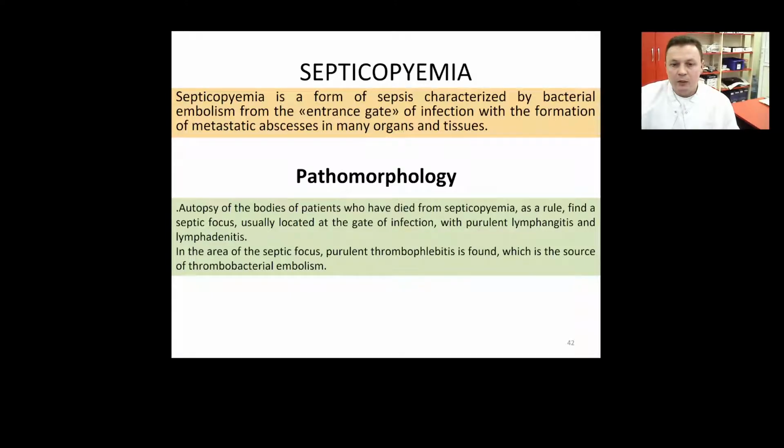Then, when the pulmonary veins are involved in the process, abscesses appear in the organs of the systemic circulation: the liver, for example, the kidney, subcutaneous tissue, and bone marrow, where it may take part in purulent osteomyelitis, as well as the synovial membranes and heart valves.